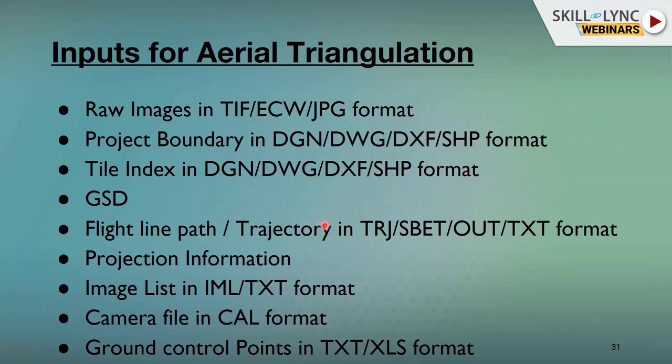And we need the trajectory files to synchronize the raw images, and then the trajectory and projection information we ultimately get. The image list IML files are highly required, because each image has information like the image ID, XYZ, interior parameters, and exterior parameters, which is stored in the IML. The IML, camera calibration file, and the ground control points we will get from the clients or customers. These are the input data required for aerial triangulation.